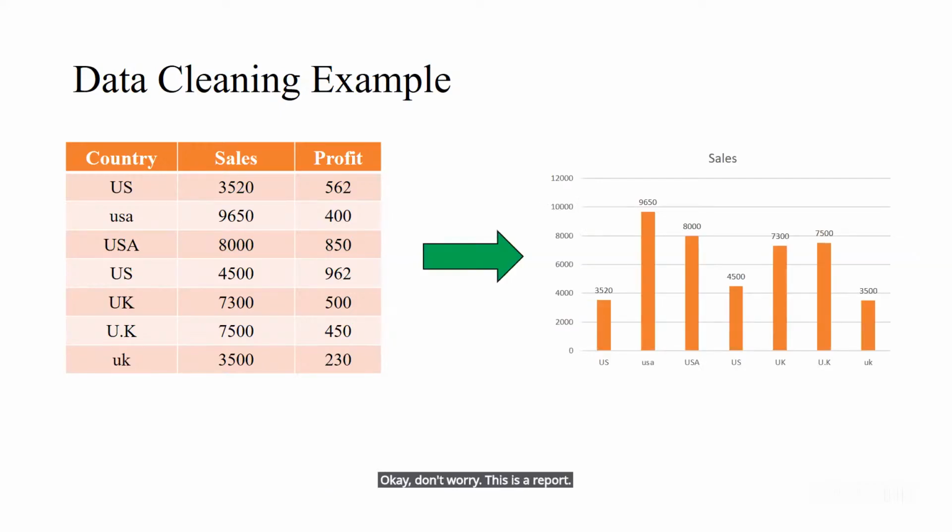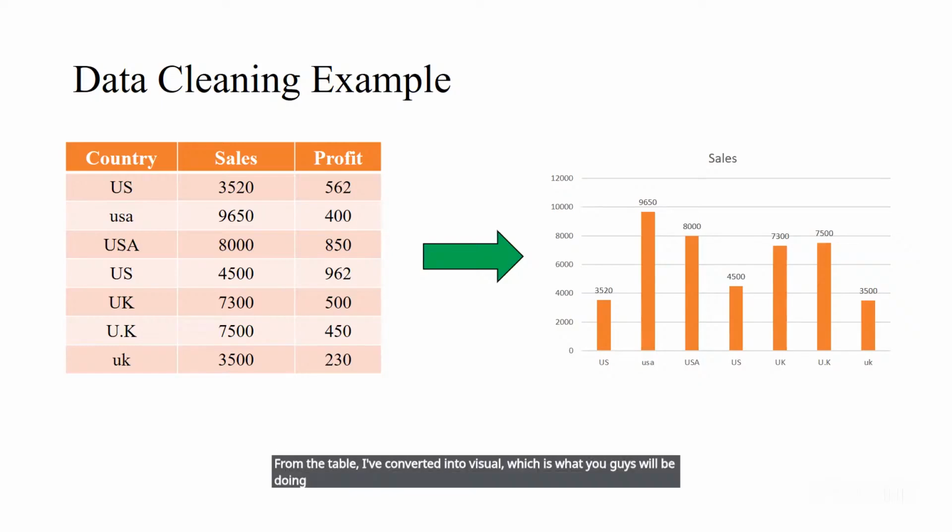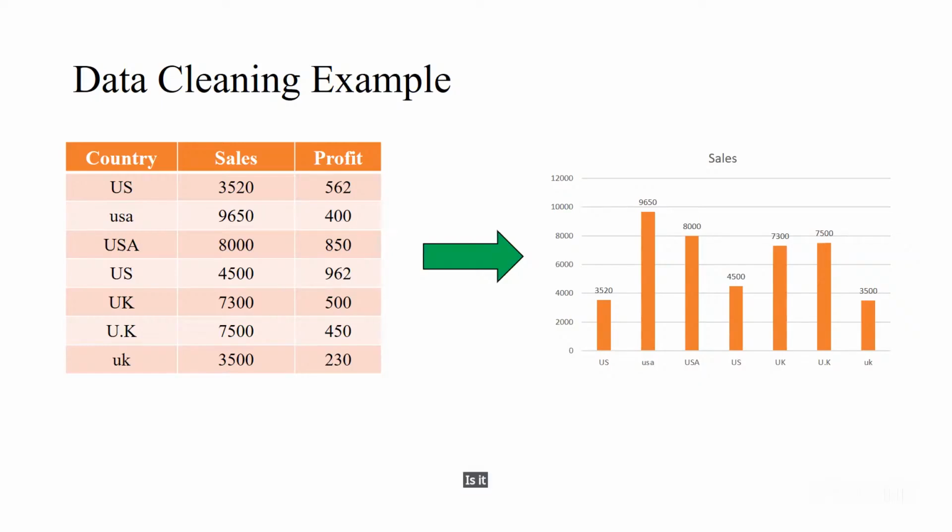Now tell me, is everything good? From the table, I've converted into visual, which is what you guys will be doing. Am I correct? Is it good? All good? No, profit data is not there. You need a proper summary. No, what is wrong in this?